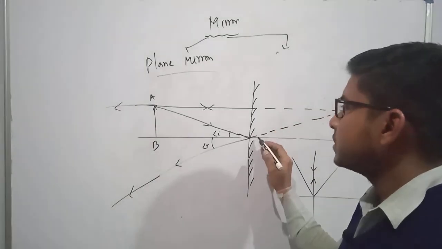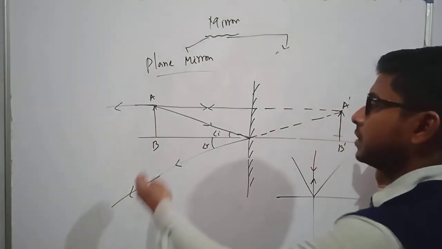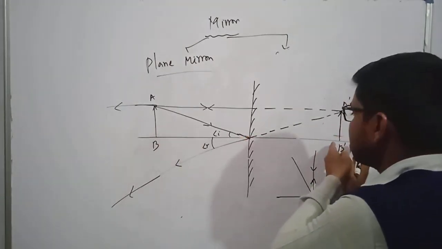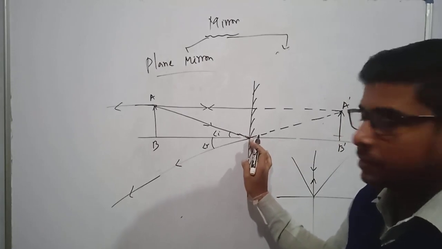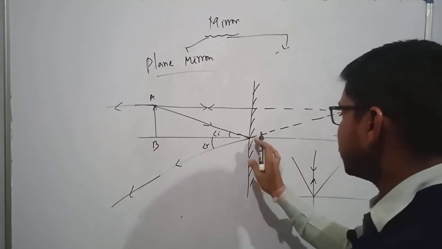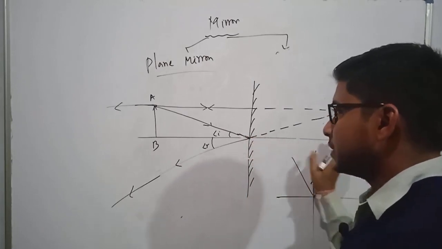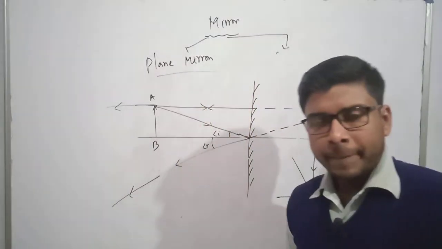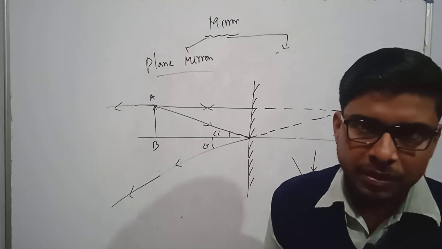Now we'll extend these rays in such a way that the distance between the object and the mirror should be equal to the distance between the mirror and the image formed. So this is the image formation ray diagram for the plane mirror. Okay, now some basic properties of the image formed by the plane mirror.